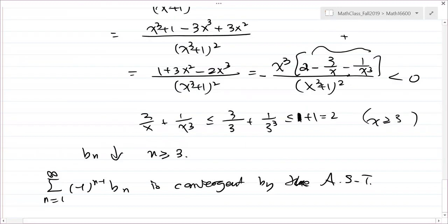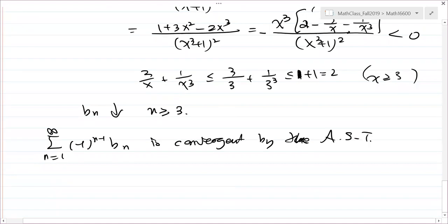For this particular function, the derivative is negative, but for large x, you have to figure it out. You have to tell me for what x, right? And clearly the numerator will be negative when x is sufficiently large, because the leading term is negative 2.